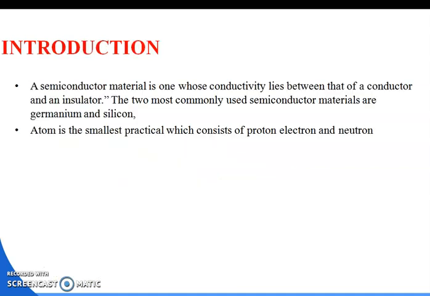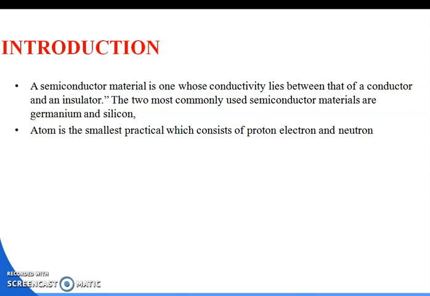Introduction. A semiconductor is a material whose conductivity lies between that of a conductor and an insulator. The most commonly used semiconductor materials are germanium and silicon. These are the two popular semiconductors. And we know that an atom is one of the smallest particles, which contains proton, electron, and neutron.